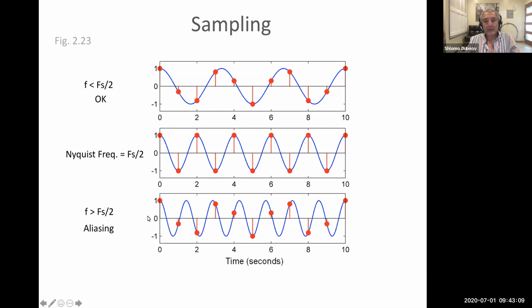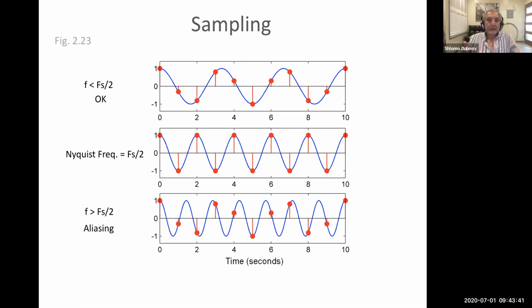So if you reconstruct a signal from these red dots, the interpolation function that you would use to recreate a blue line from the red dots, even though your blue line here is a much faster frequency, will reconstruct the blue line on the top, which will be a lower frequency. So mathematically, this effect is called aliasing. Why aliasing? Well, it's more like a reflection.